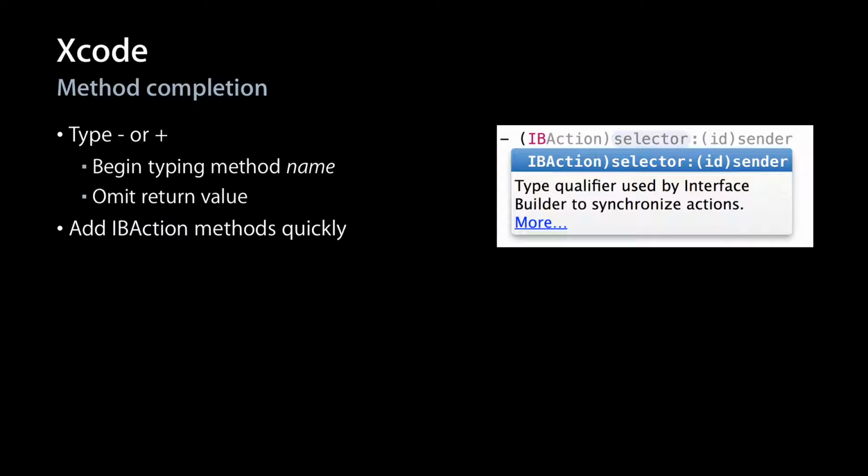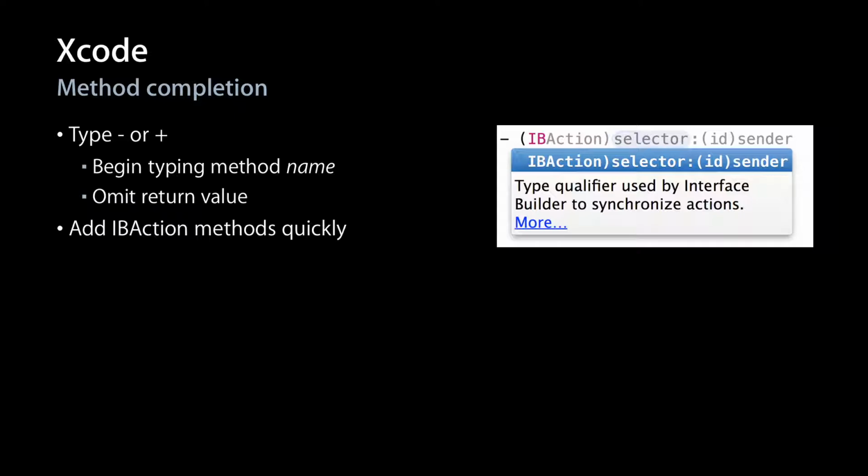So it works with both instance and class methods, so hyphen versus a plus, obviously. And again, the key is you omit the return value and just start typing the name of the method, because that's usually something that you remember, well, it was like animation controller for something, so you get the first couple characters.